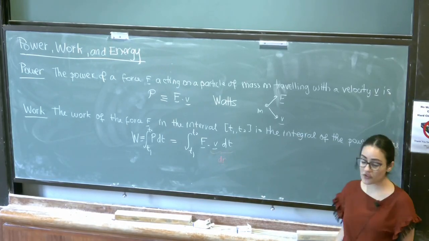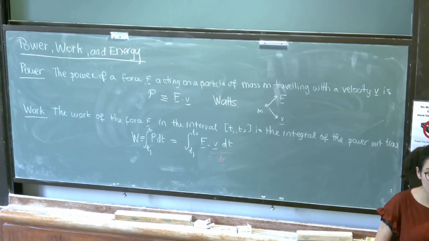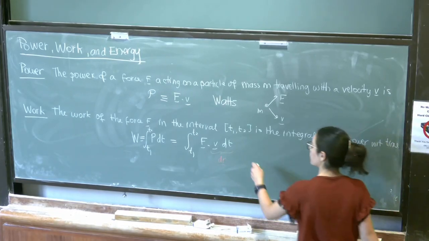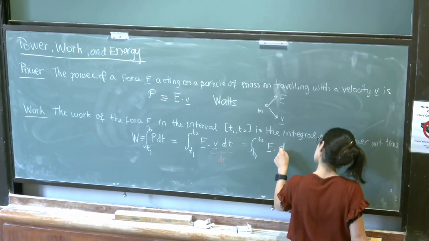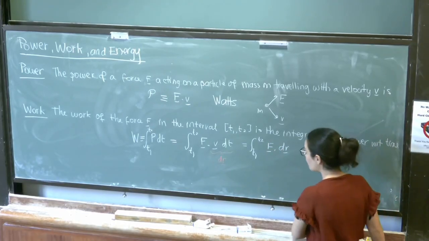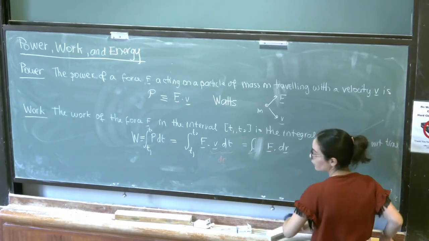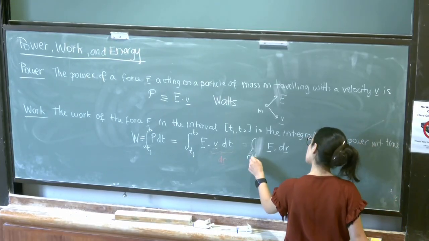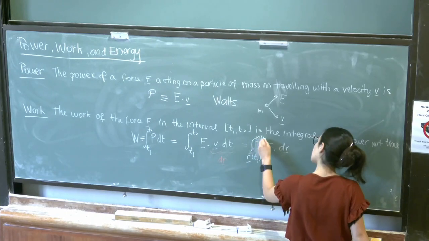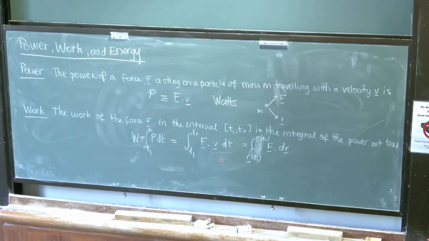So I can change this integral from being written as an integral with respect to time to an integral in dr. And now once I have an integral with respect to dr, I have to change the boundaries. These are going to be values of r, so that's going to be r at t1 and r at t2. Have we seen this sort of integral before? In calculus, maybe? What was it called? A line integral, exactly. So that's a line integral.